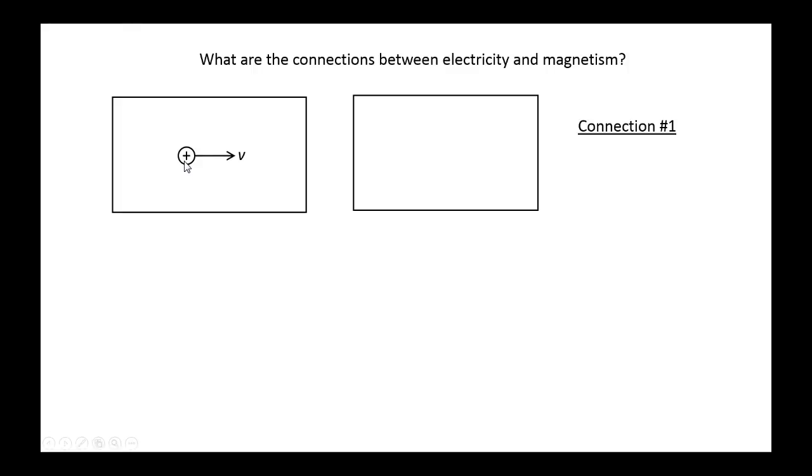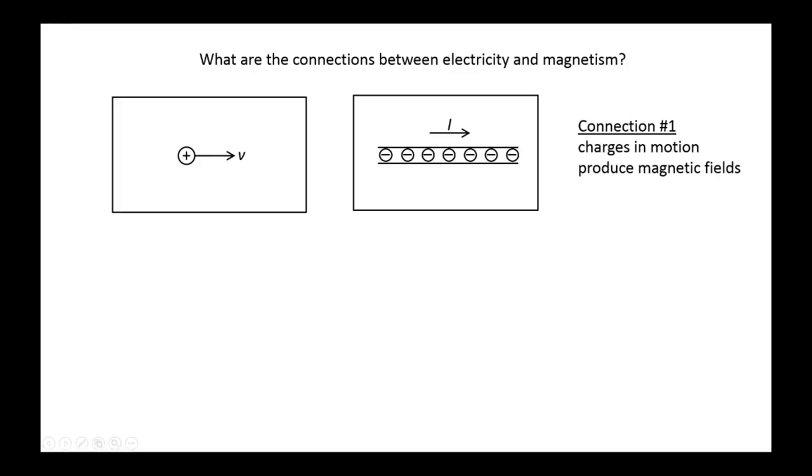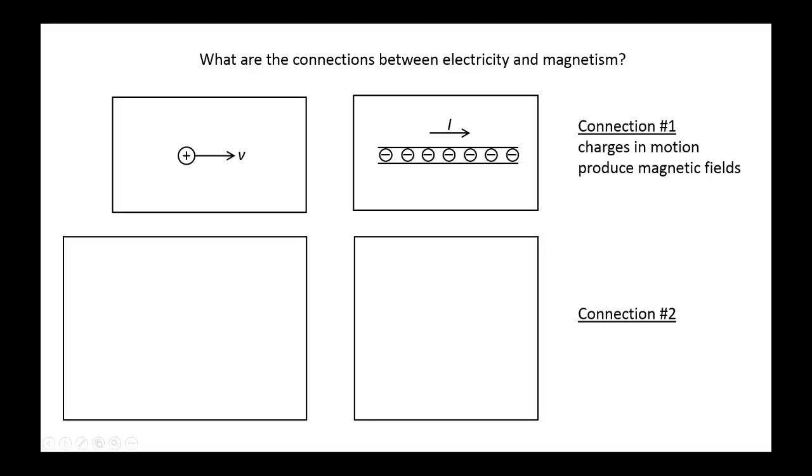But if you take the charge and make it move, then now, because it's moving, it produces a magnetic field as well. The same is true for wires that carry currents. Because these charges are moving, they produce a second field, a magnetic field. And that's our first connection. Charges in motion produce magnetic fields. We haven't shown you yet what those fields look like, by the way, but we're going to look at that soon.